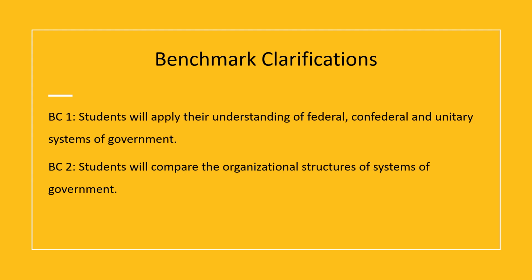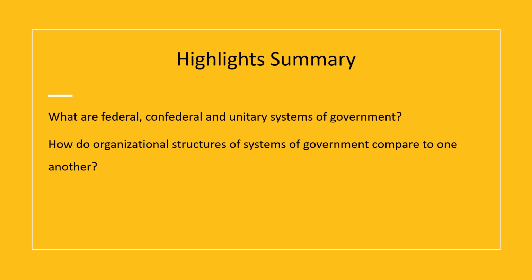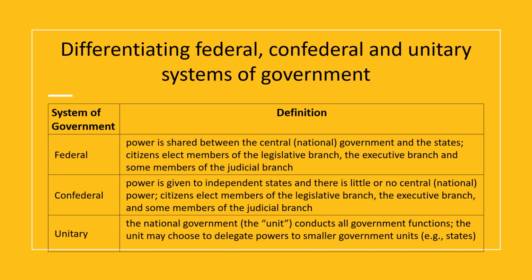In Benchmark Clarification 1, students apply their understanding of federal, confederal, and unitary systems of government, and in Benchmark Clarification 2, students compare the organizational structures of systems of government. What are federal, confederal, and unitary systems of government, and how do organizational structures of systems of government compare to one another? First, let's differentiate federal, confederal, and unitary systems of government.